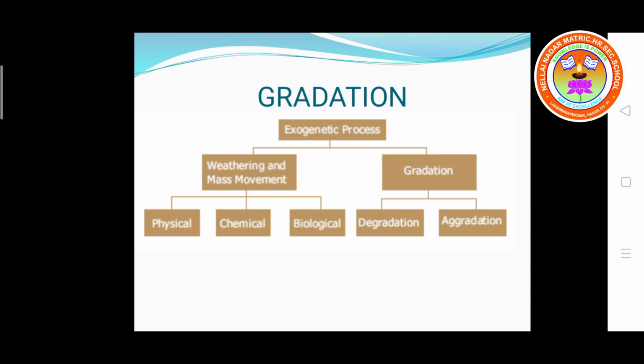Exogenetic process divides into two. The first one is weathering and mass movement, another one is gradation. Again, the weathering and mass movement divides into three: physical, chemical and biological. On the other side, gradation also divides into two: degradation and aggradation. So now we are going to see only gradation, what is called gradation. Please have a look at slide number 3.